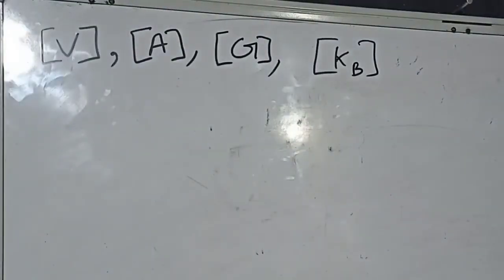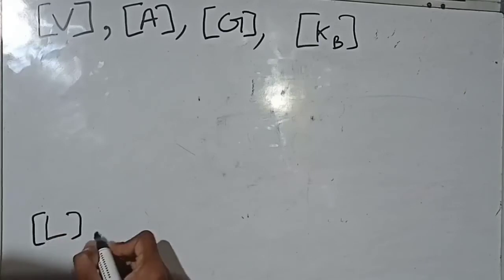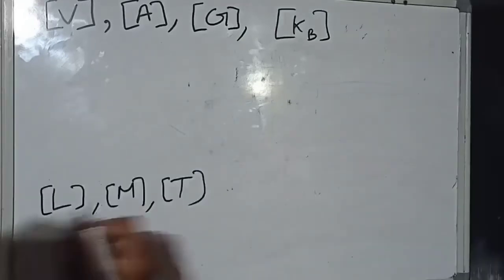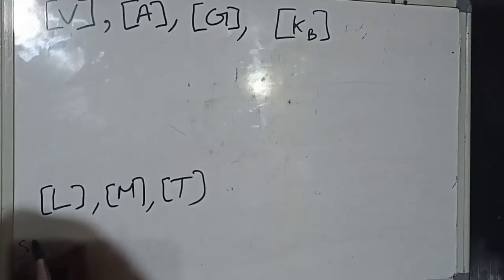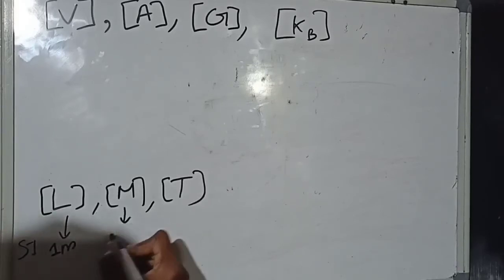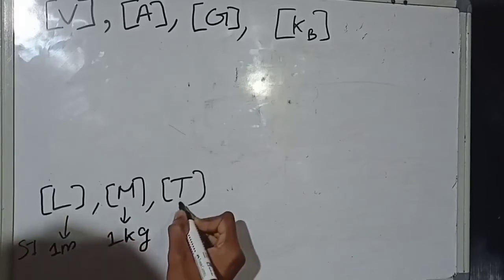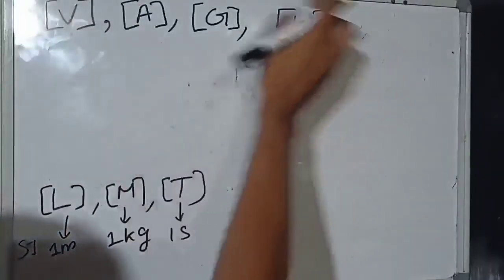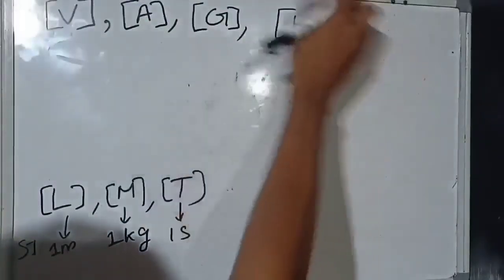So, if we choose these as the fundamental dimensions, then we know in our old fundamental dimensions, length, mass, time, etc., the corresponding one unit in SI unit for length is meter. 1 meter is the corresponding unit. For mass, 1 kilogram is the corresponding unit. For time, 1 second is the corresponding unit. So let me ask you, what are the corresponding units for these new natural dimensions?